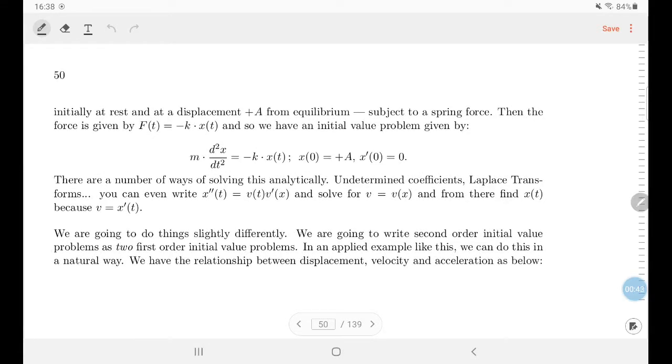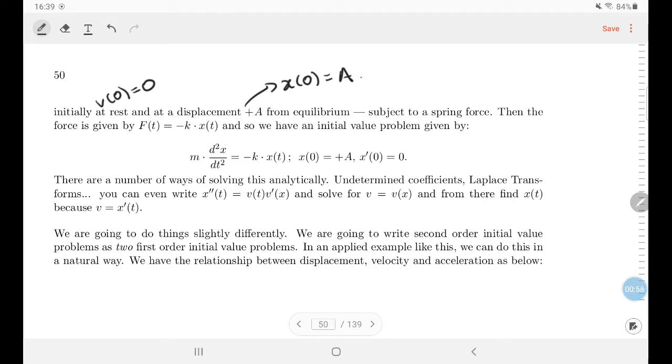So we've got something initially at rest. So let's write down something. v of 0 is equal to 0. And at a displacement plus a, so this is x of 0 equal to a. I see I've this written straight down below.